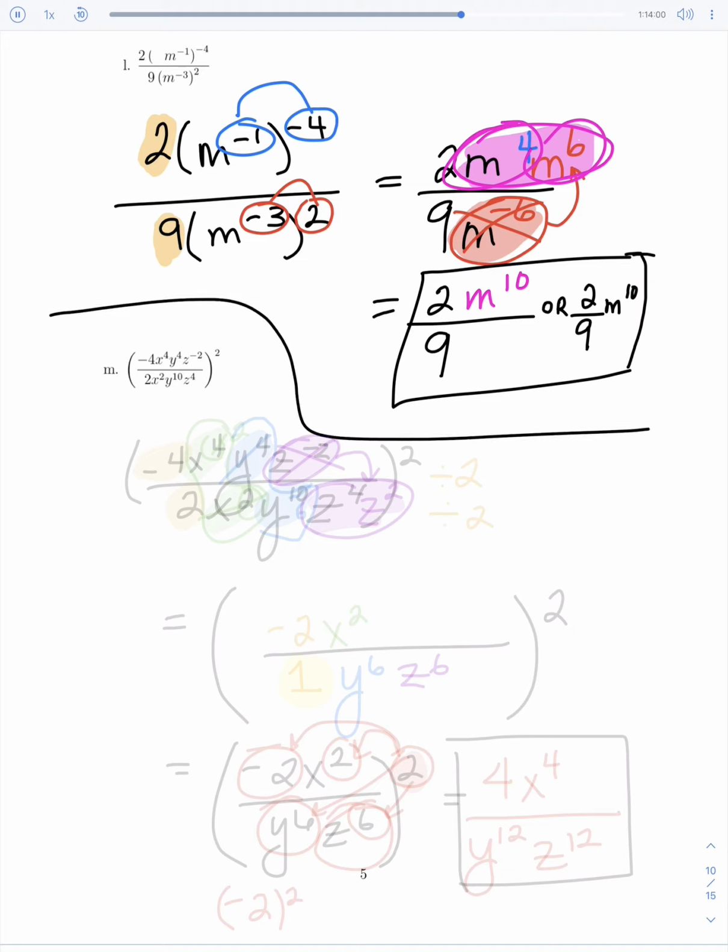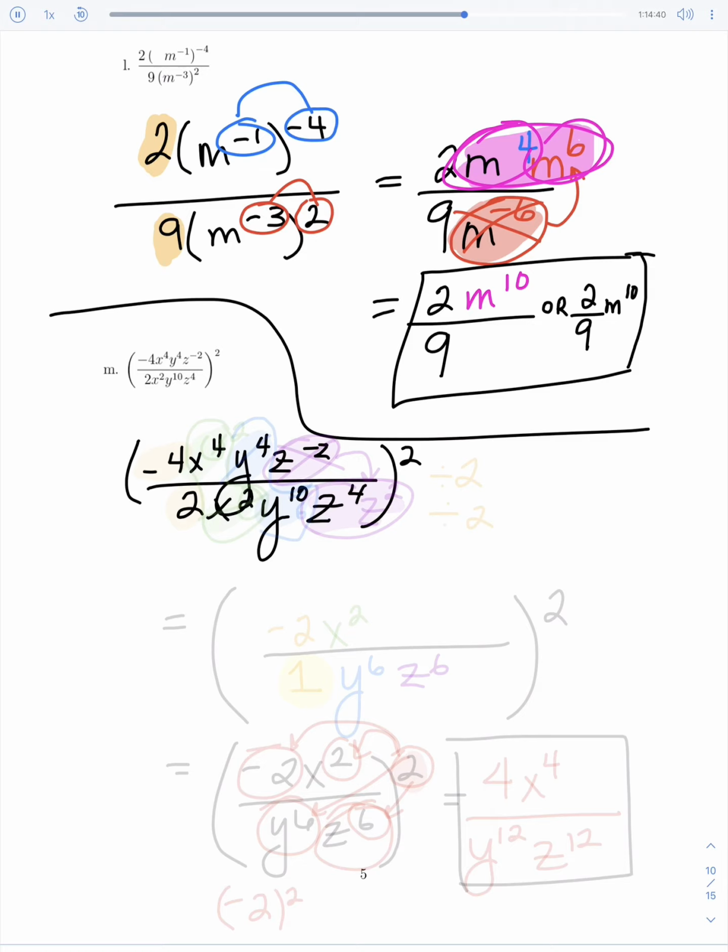Let's see, on M, we have negative 4, x to the 4th, y to the 4th, z to the negative 2nd, all over a 2x squared, y to the 10th, z to the 4th, and then squared. Now, order of operations is always going to tell us to do what's inside of the parentheses first. So the question should be, can I make what's inside of the parentheses better first before I even touch that exponent on the outside?